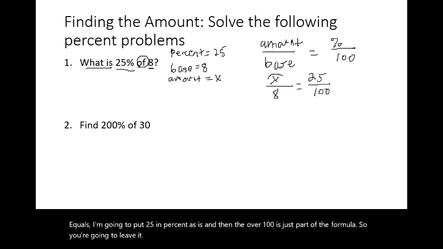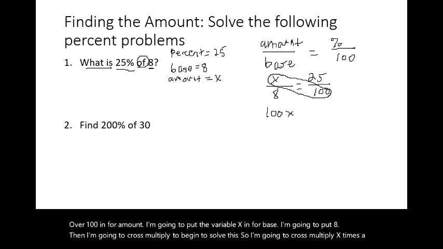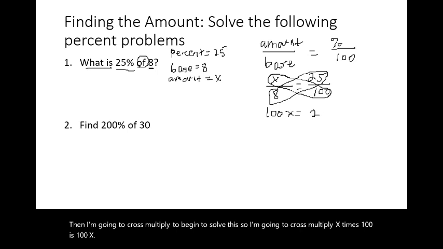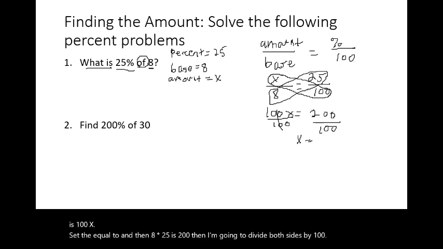Then I'm going to cross multiply to begin to solve this. X times 100 is 100x, set equal to 8 times 25, which is 200. Then I'm going to divide both sides by 100 to get x equals 2.